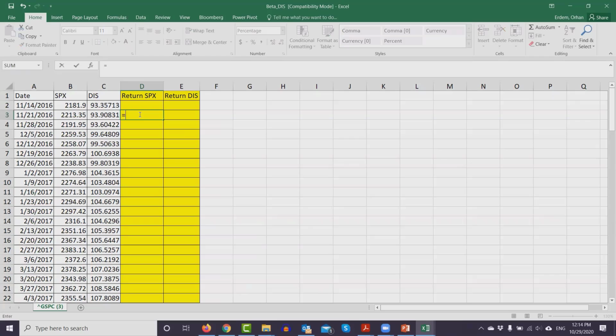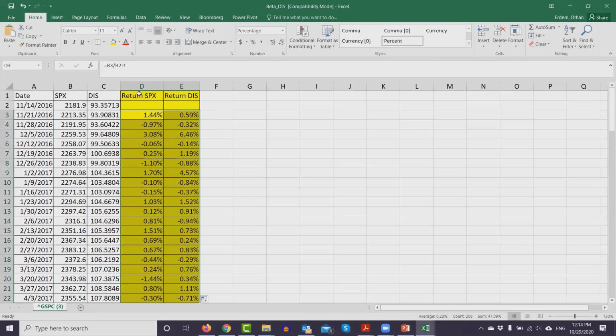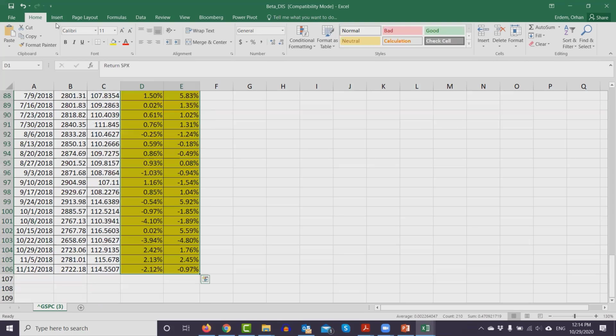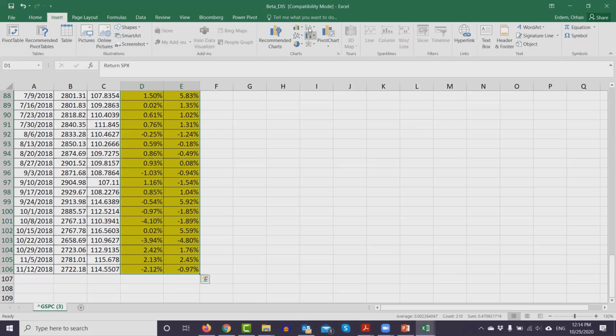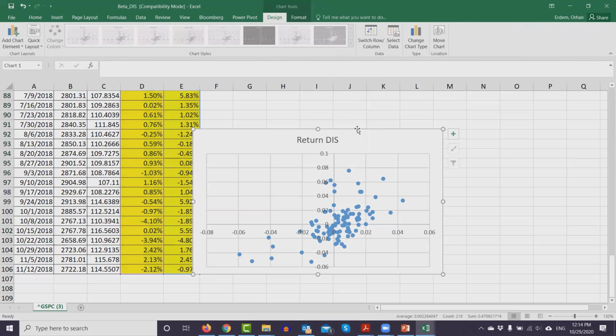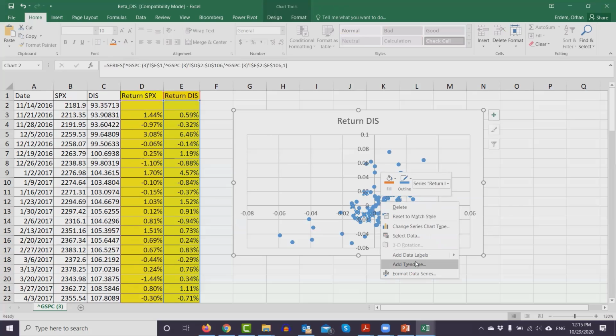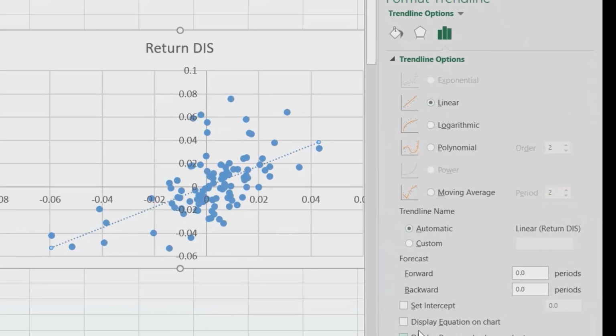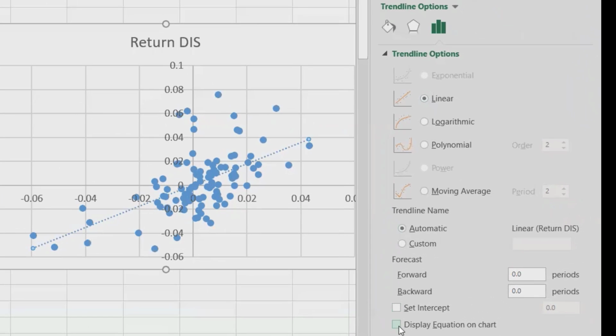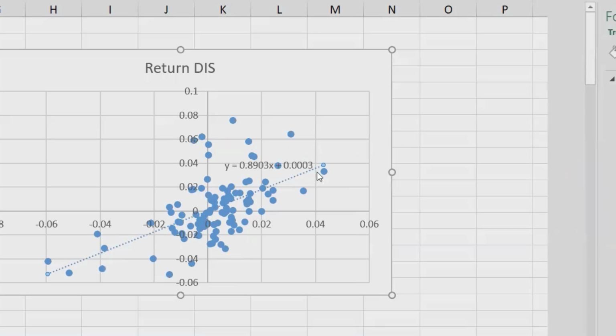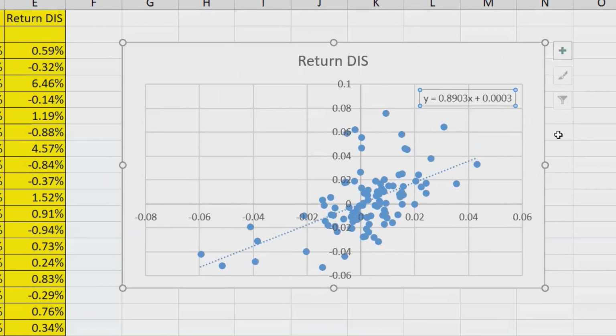First, you are supposed to calculate the returns of the index and returns of Walt Disney. Once you calculate the returns, select 2 columns and go to Insert. From here, select the scatter diagram and draw this chart. Once you have this chart, right-click on the chart and select Add Trend Line, and it should be linear here. Please select Display Equation on Chart and hit OK, and you're going to see an equation here, which will be our regression line. In this regression line, the coefficient of X represents our beta.